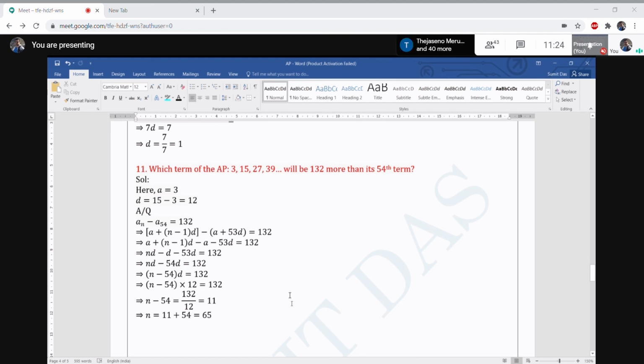So which term of the AP? That is the 65th term.